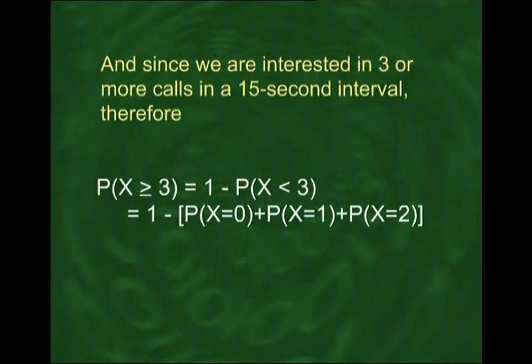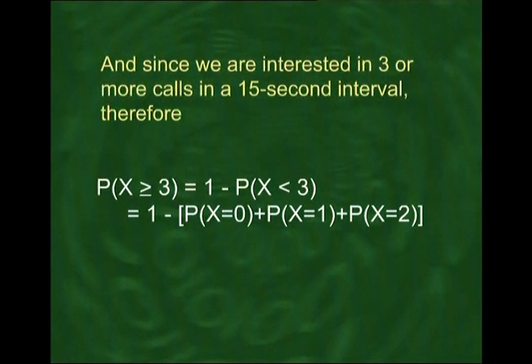The probability that capital X is greater than or equal to 3, where capital X of course represents the number of telephone calls that I receive, this probability is equal to 1 minus the probability that X is less than 3. And as you now see on the screen, this means that we are trying to compute the probability 1 minus the probability that x is equal to 0 or x is equal to 1 or x is equal to 2.